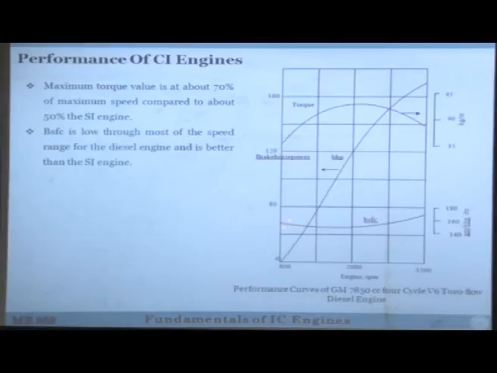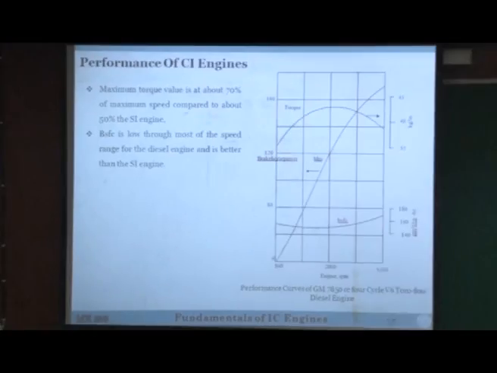So this also shows the same thing. This is brake specific fuel consumption. This is the BHP. As the speed increases, BHP increases. Torque output. I think I will stop here.